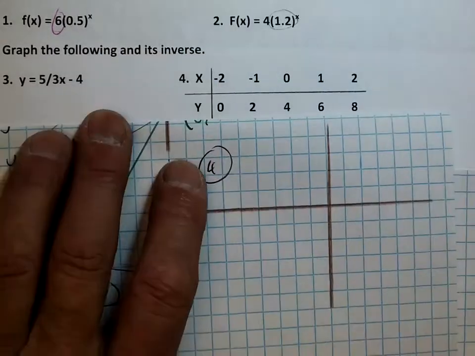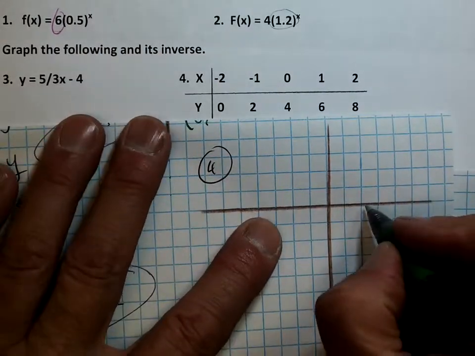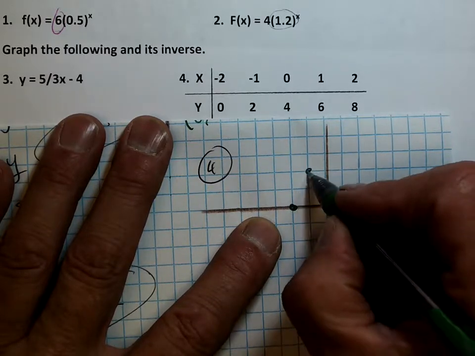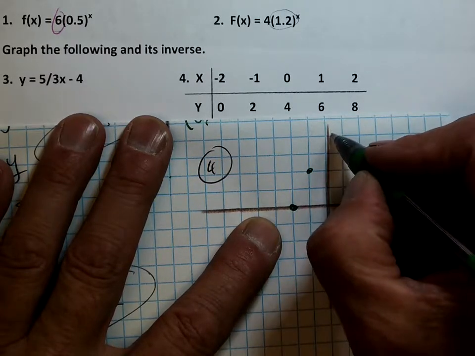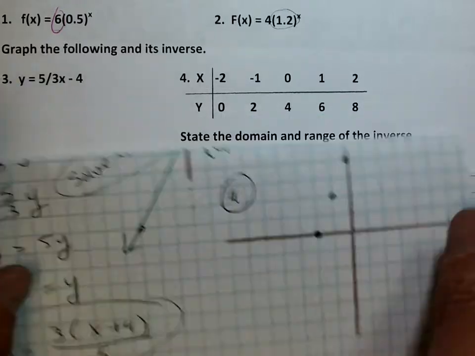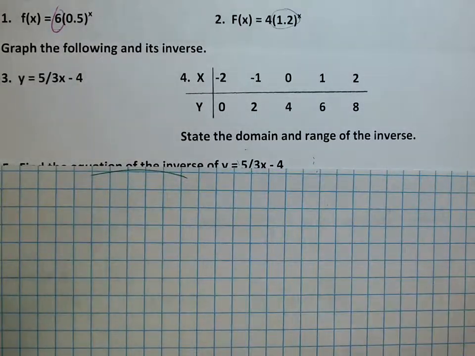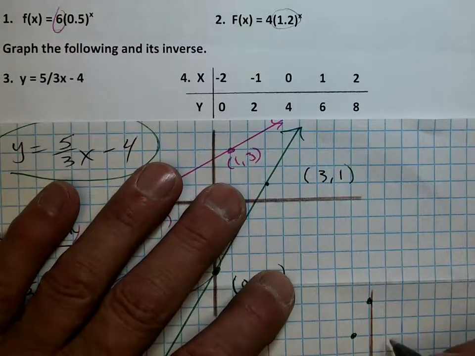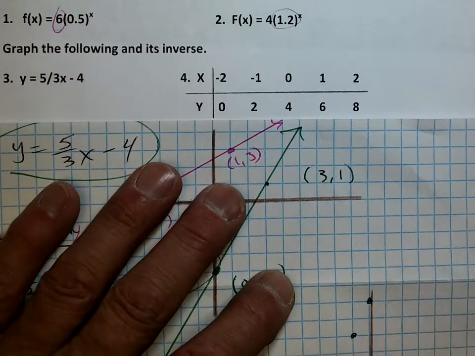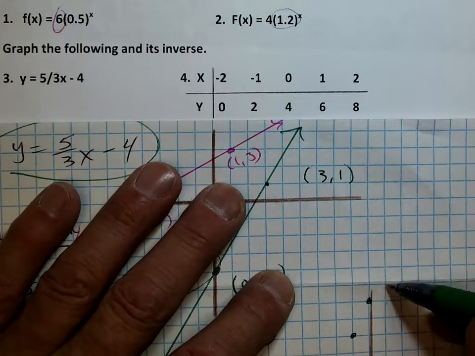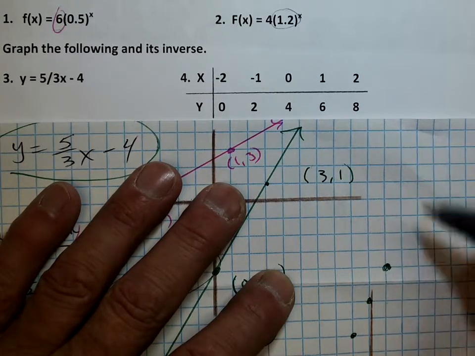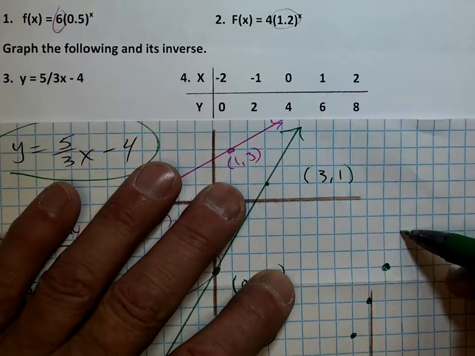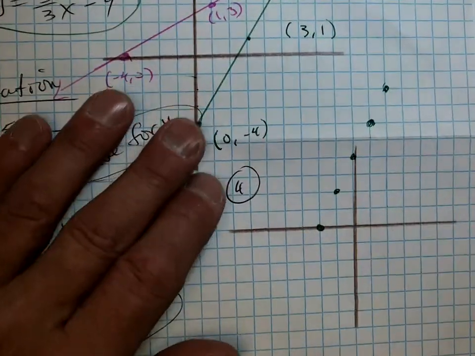So let's graph -2, 0, -1, 2, 0, 4. Uh-oh, run off my paper. That's all right. 1, 6, and 2, 8. I'll put it up there. Okay? All right, that's all I did. All I did is just graph those points, right?